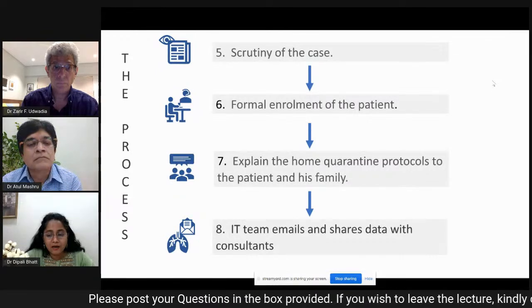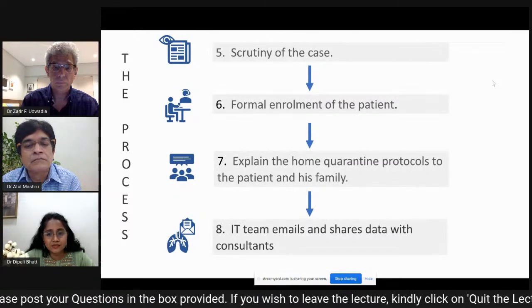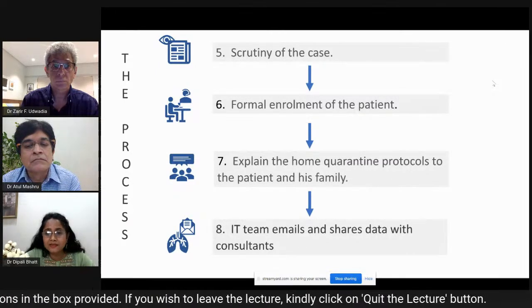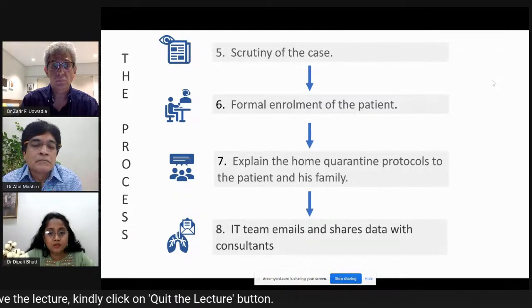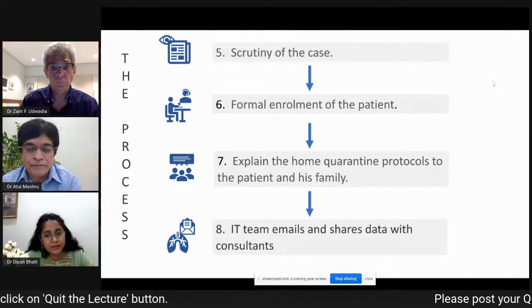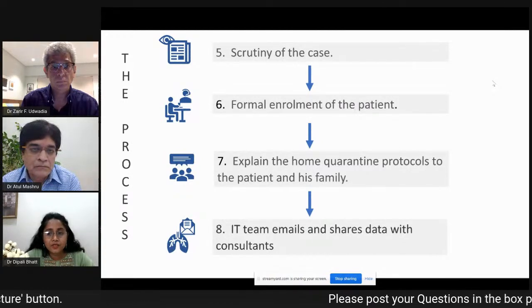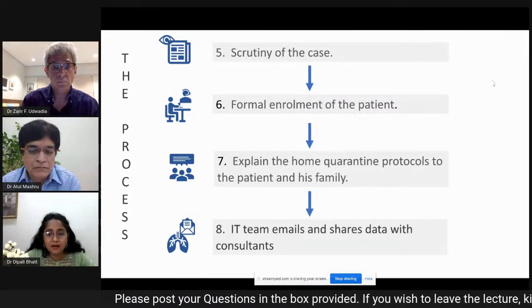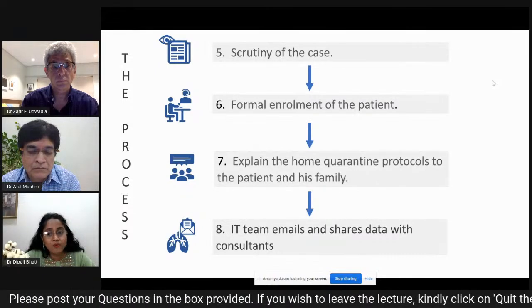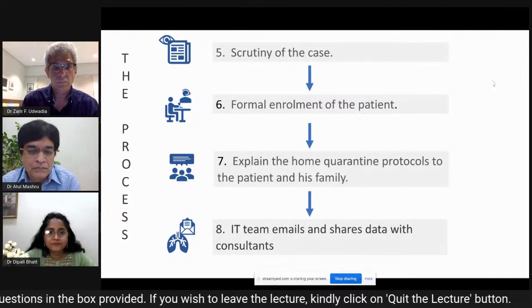Step 8. Our IT team emailed the X-ray film, CT scans, and comparative lab work results to the patient, all the doctors involved, and the COVID expert on our panel. So, the consultants were provided with all the relevant data of the patient they were now all set to see.